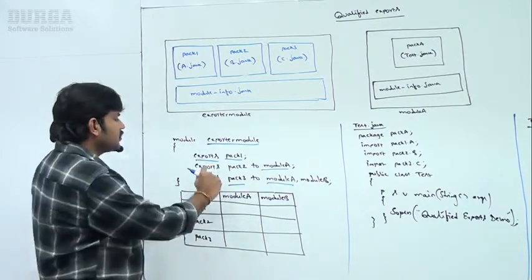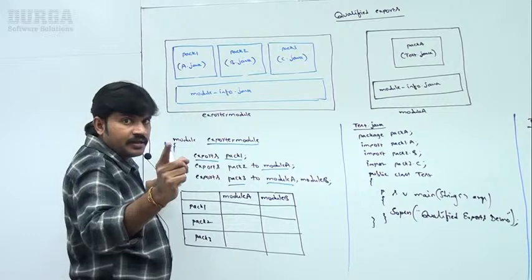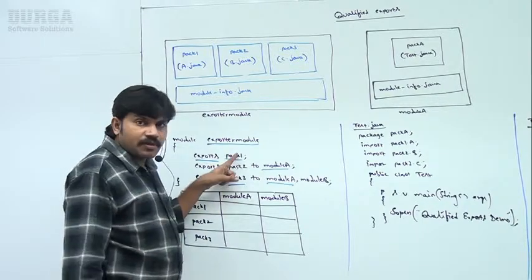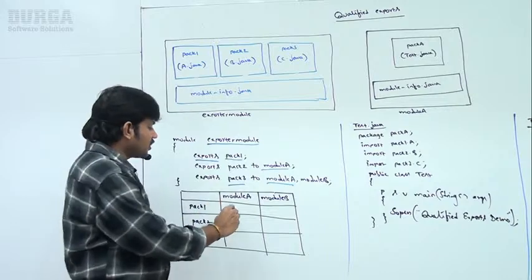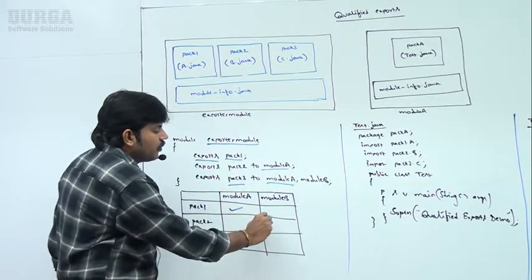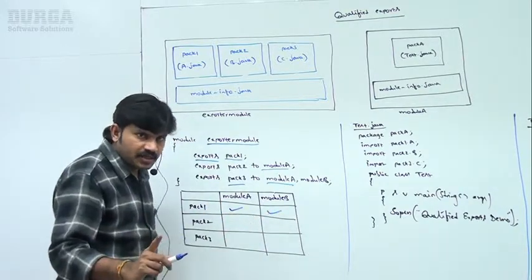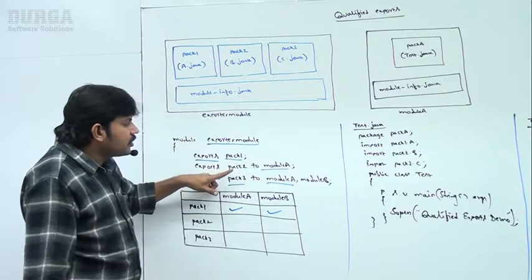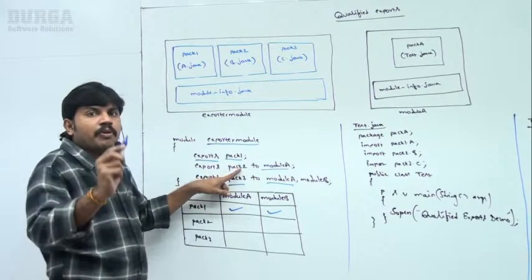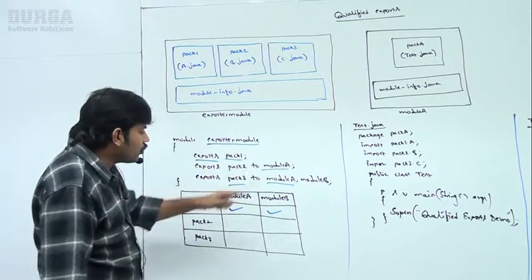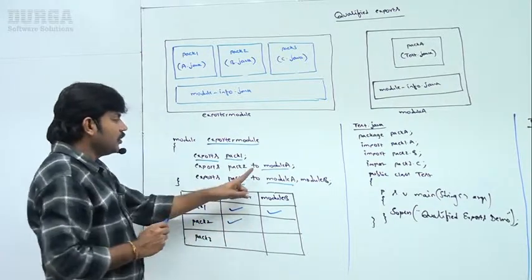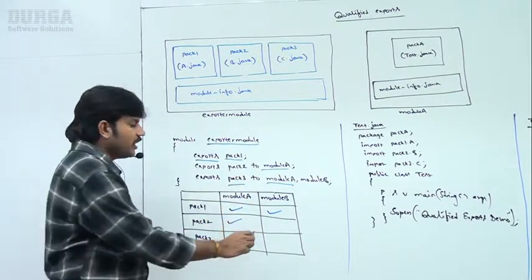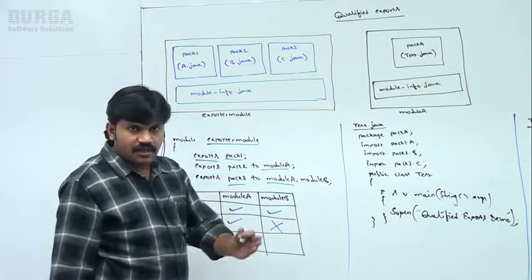Observe that. Exports pack 1: is pack 1 available to both modules or not? Yes, pack 1 is a normal export. That's why pack 1 is available for module A and for module B. Clear, right? Next, exports pack 2 to module A, so it is available only for module A but not for module B. Clear for all of it, okay?